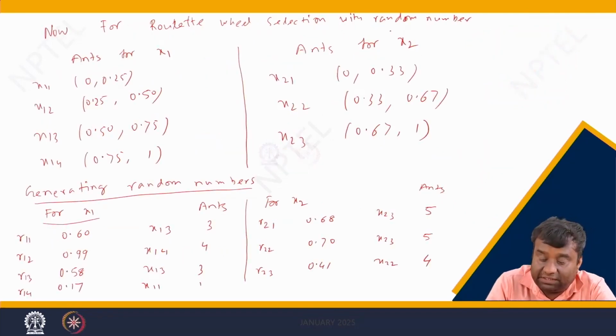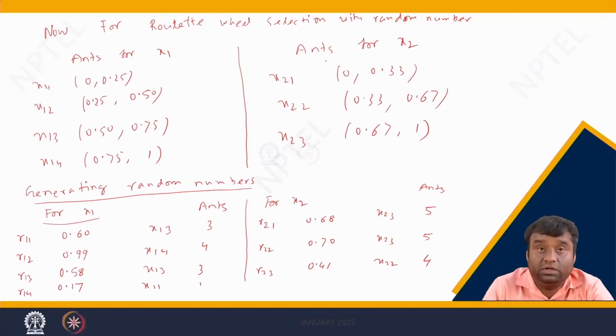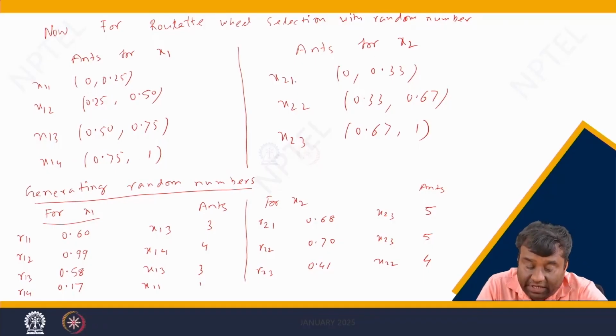Now for roulette wheel selection with random numbers, for x1 the cumulative probability is: x11 is 0 to 0.25, x12 is 0.25 to 0.50, x13 is 0.50 to 0.75, x14 is 0.75 to 1. And for x2, the probability is 1 by 3, so x21 is 0 to 0.33, x22 is 0.33 to 0.67, x23 is 0.67 to 1.